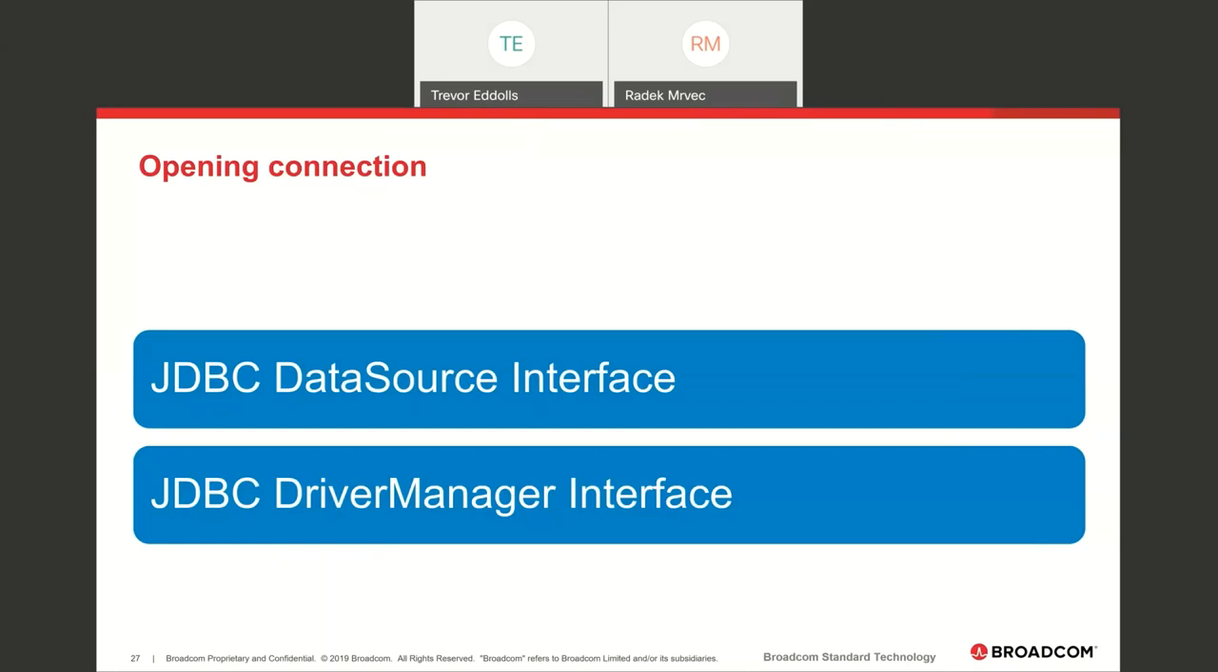Now, if our JDBC driver is in place, we need to open a connection. Opening a connection can be done through two interfaces. One is the JDBC data source interface. The second one is the JDBC driver manager interface. Which one is better? The JDBC data source interface is at least newer, and it supports many new features. For example, it supports connection pooling. It also performs better than the driver manager, which is older. So my recommendation is to use the data source interface. There are many reasons, and in our following examples, we will also be using the JDBC data source interface.